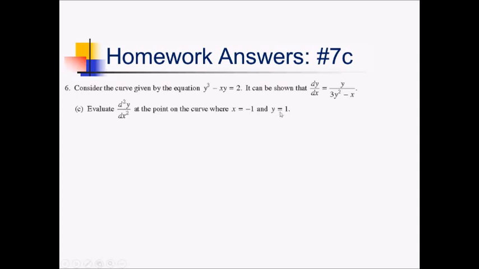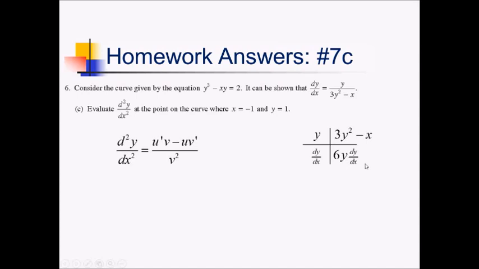In order to get the second derivative, let's take the derivative of this first derivative. This is going to require the quotient rule. So that's u prime v minus u v prime over v squared. Let's use the box and ribbon on this stuff up here. We have a numerator of y, denominator of 3y squared minus x, and their derivatives, using implicit differentiation, dy over dx. This is going to be 6y dy over dx minus 1.